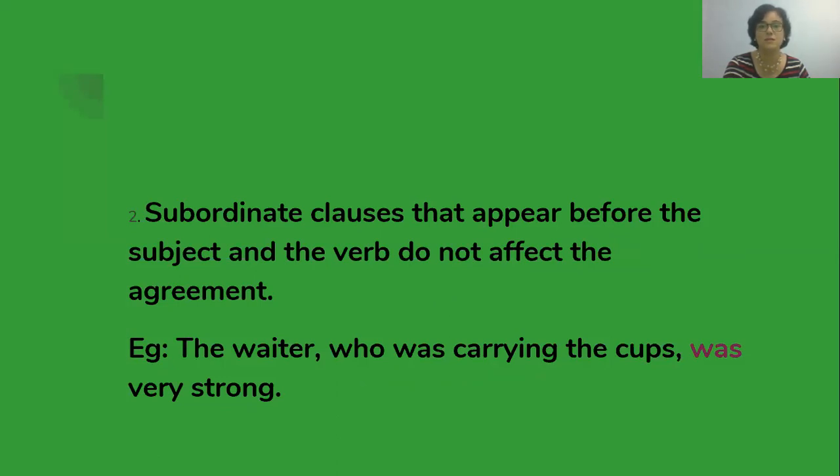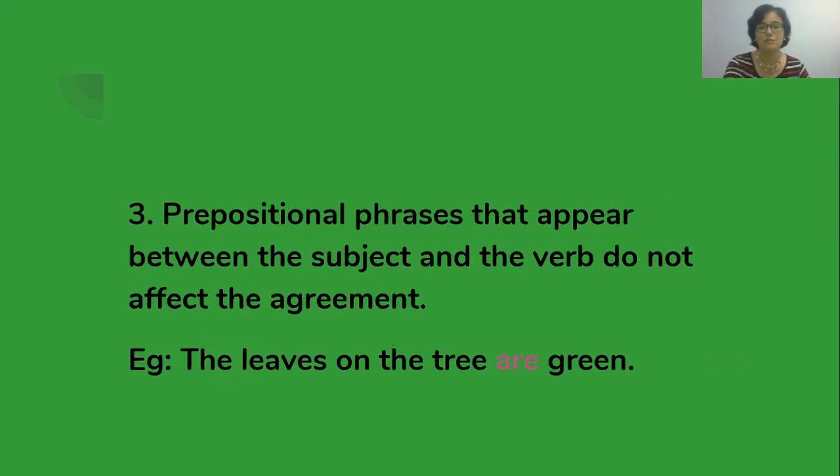Subordinate clauses that appear before the subject and the verb do not affect the agreement. Forget about the clause. Third one, prepositional phrases that appear between the subject and the verb do not affect the agreement. So you just have to look for the subject. What's the subject here? Is it the leaves or is it the tree? If it is the leaves, then it's plural, and if it's the tree, it's singular. In this case, it is definitely the leaves.